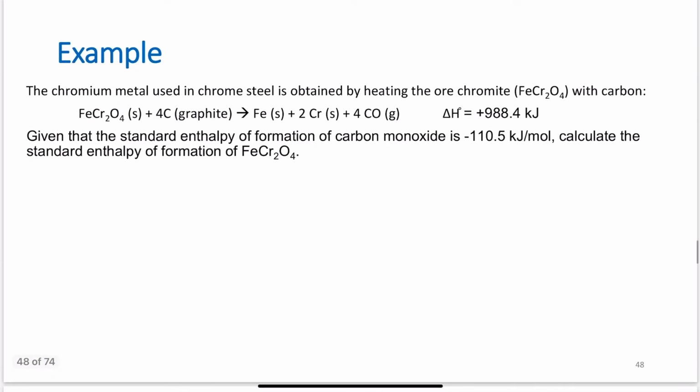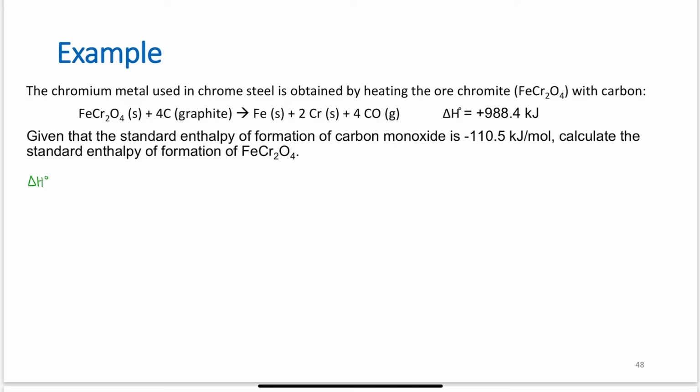Okay, let's work another example. Chromium metal that's used in chrome steel is obtained by heating the ore chromite, FeCr2O4, with carbon. Let me see that listed here. The reaction is given, and it gives my delta H value of positive 988.4 kilojoules. Given that the standard enthalpy of formation of carbon monoxide is 110.5 kilojoules per mole, calculate the standard enthalpy of formation of FeCr2O4.